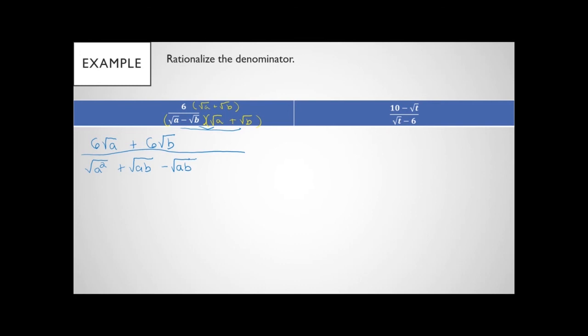And you can see that those insides are going to cancel out. And then the last term is the negative square root of b times the square root of b. So that's going to be a negative. Then we have our square root, and b times b is b squared.